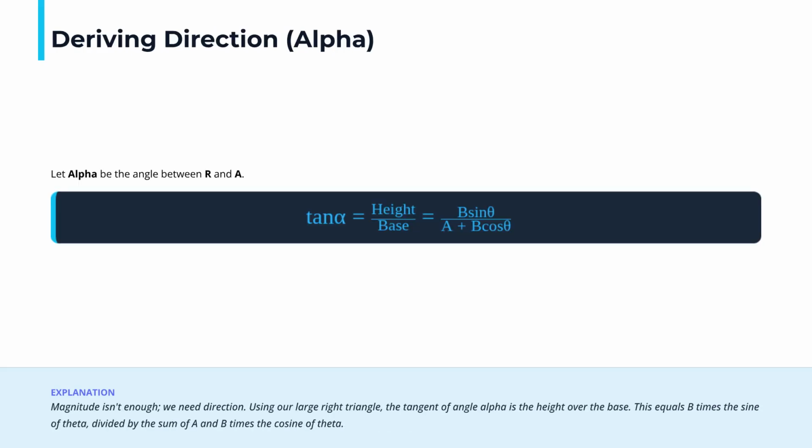To find the direction, let alpha be the angle between r and a. Using the large right triangle, the tangent of alpha is height over base, which equals b sine theta divided by a plus b cosine theta.